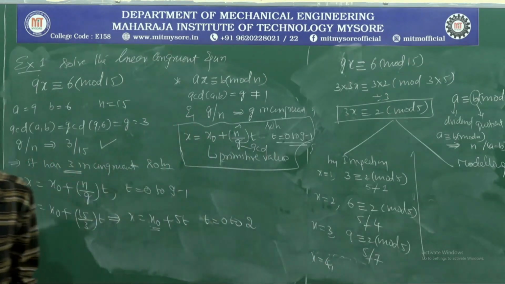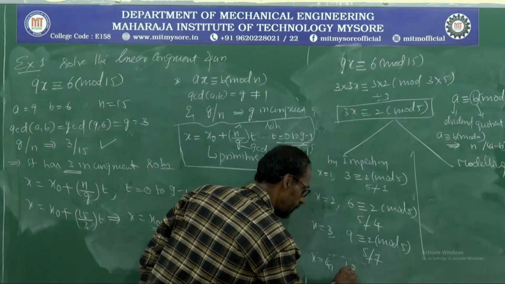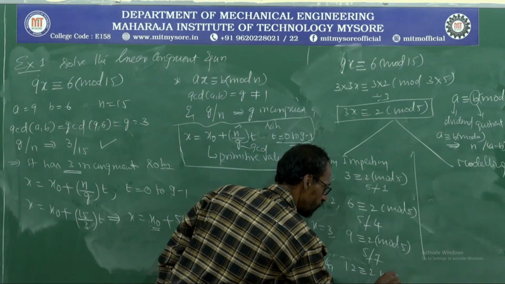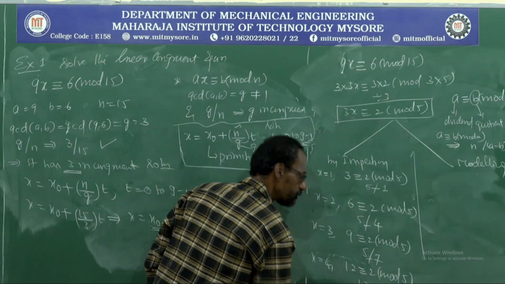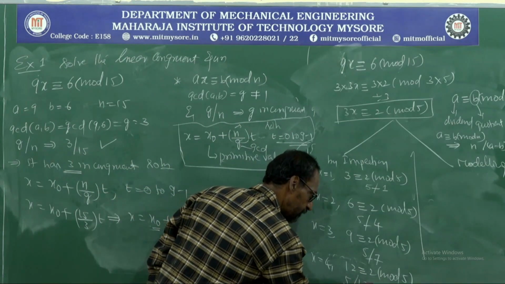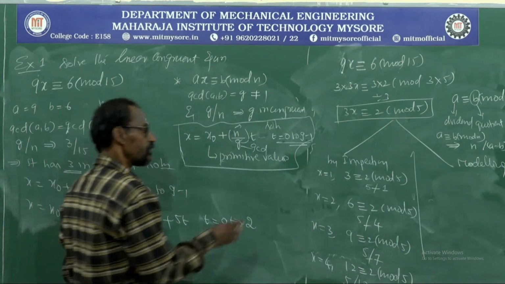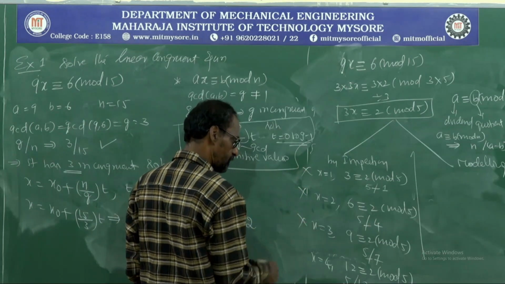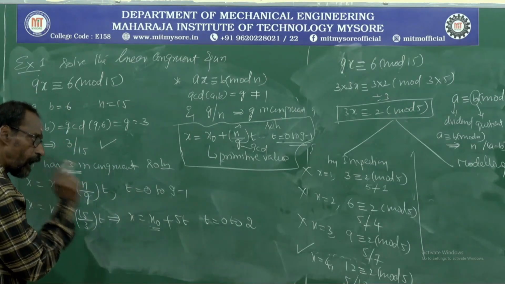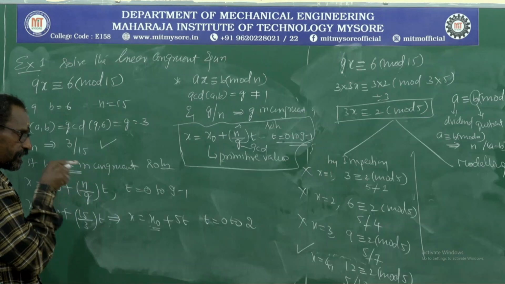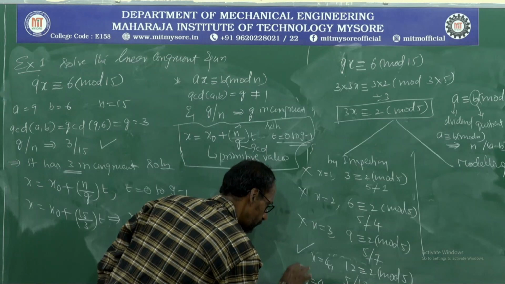Go for x is equal to 4. Then we have 4 into 3. What is 4 into 3? 12 is congruent to 2 mod 5. What is 12 minus 2? 10. Definitely 5 divides 10. Therefore, x is equal to 4 is a solution. The others are not solutions, but this is going to be a solution. That value you got by inspection can be taken as x naught. So here I will take x naught equal to 4.